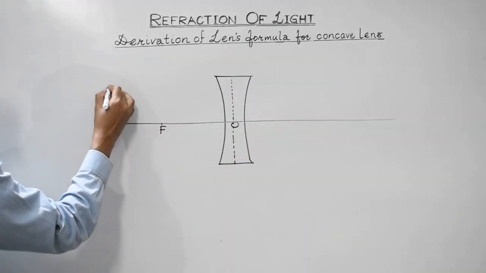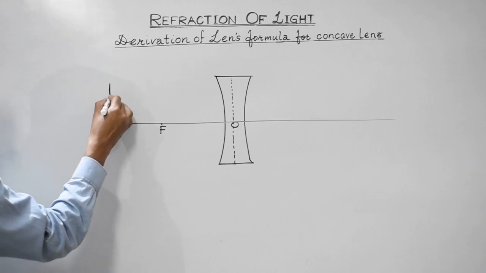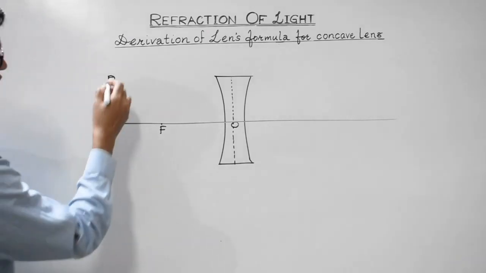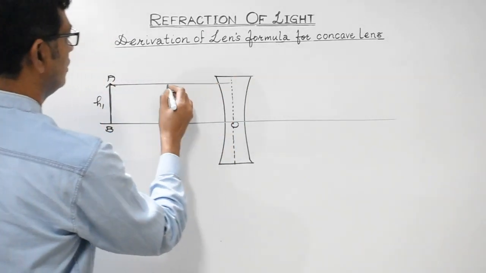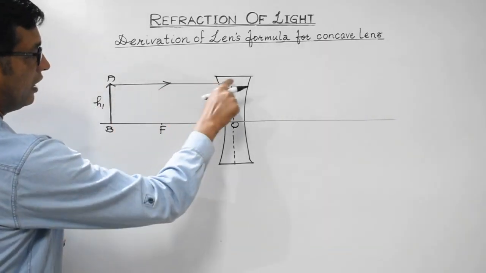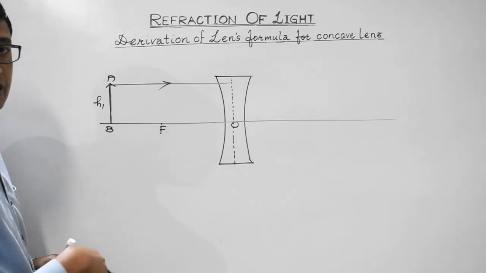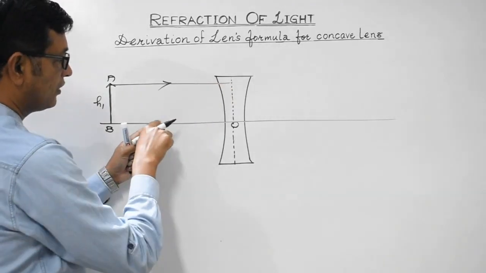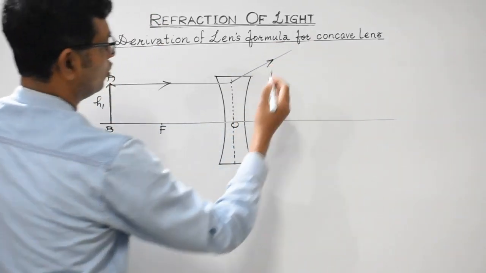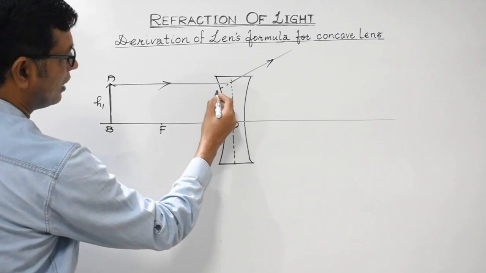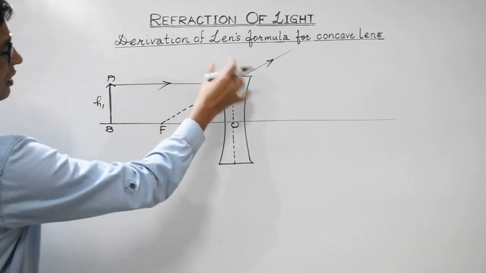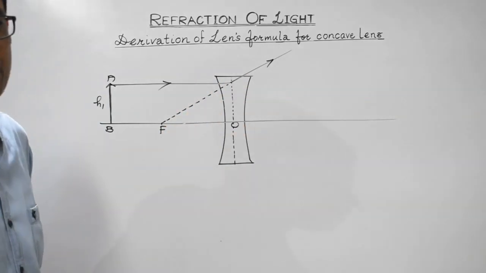Suppose the object is placed over here. This is an erect object AB. Its height is h1. Size of the object is h1. Look, this is the first rule. The ray which is parallel to the principal axis, after refraction, will appear as if it is coming from the focus. So it will be like this. If you produce it in the backward direction, it will appear as if it is coming from the focus, right? That is the very reason why concave lens is also known as a diverging lens.